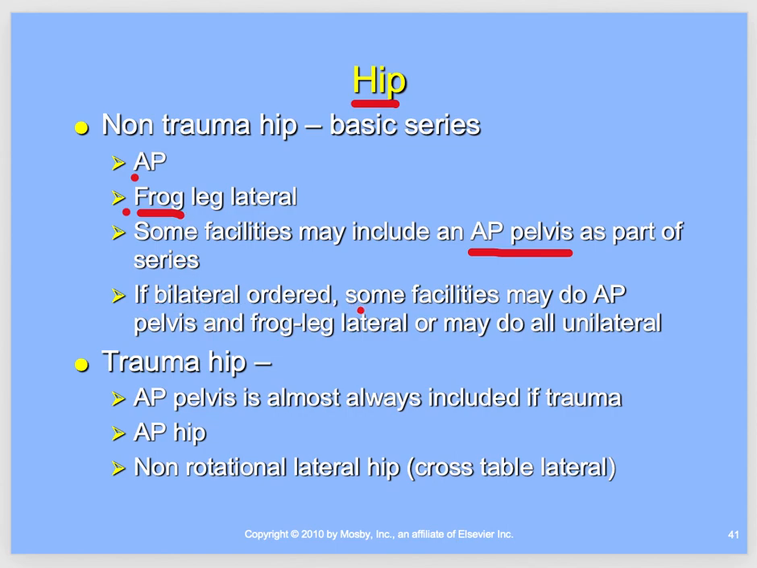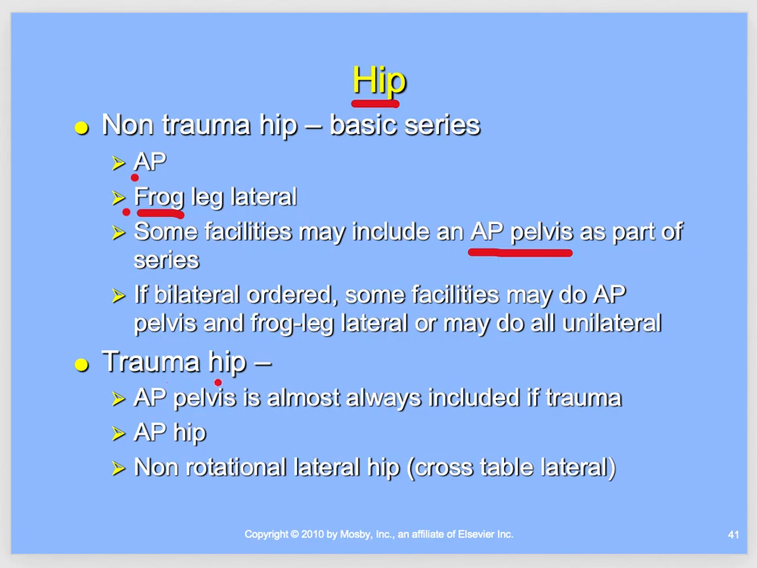If bilaterals are ordered, some facilities may do an AP pelvis, so you're going to do your AP pelvis. Frog leg lateral will more than likely be unilateral, so you're going to do a right frog leg and a left frog leg. You're not going to do both of them on one image.